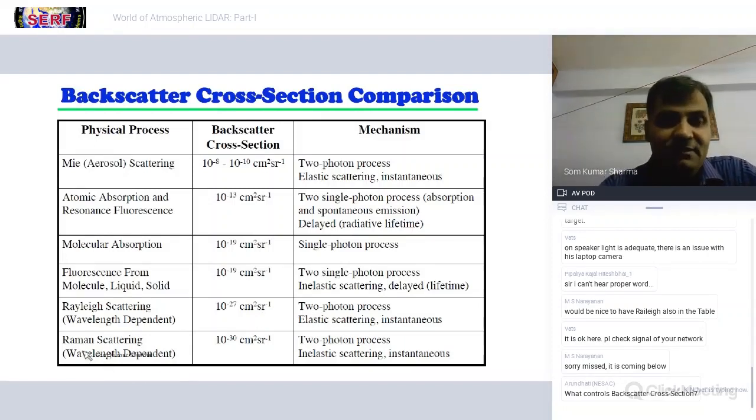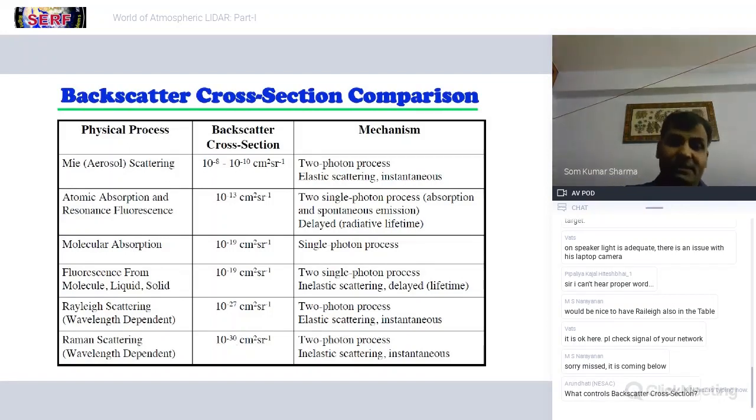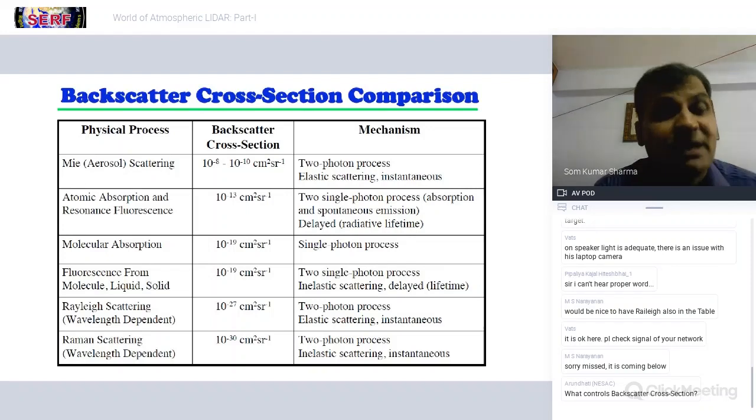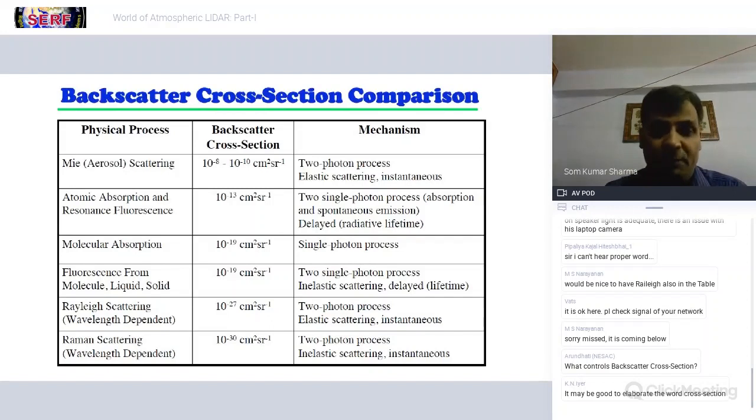Last but not least, comes Raman scattering. This is basically wavelength dependent, as you know, and the scattering cross section is much smaller than even the Rayleigh scattering cross section. The order of the scattering cross section in Raman scattering is 10 to the power minus 30 or minus 32 centimeter square per steradian. This is again a two photon process. It is inelastic scattering and instantaneous. So these are Raman scattering, Rayleigh scattering, and Mie scattering. These three are very effectively used in LIDAR.